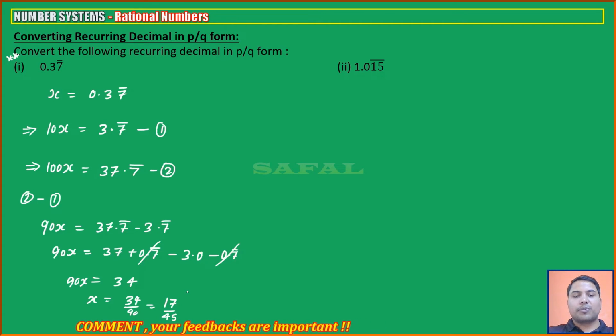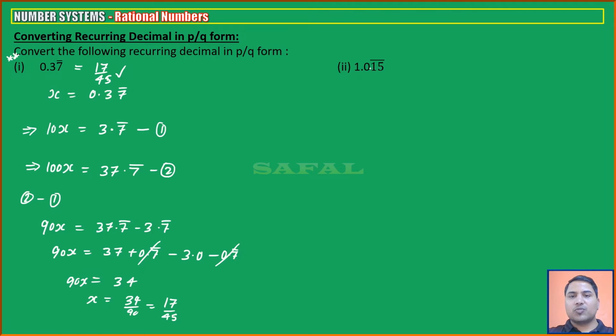Okay, so the process is very simple. Step 1 is bringing the decimal just before the repeating block. Then noting down how many digits are repeating. Based on that we need to multiply by 10, 100 or 1000. So 0.37 bar in p by q form becomes what? 17 by 45.